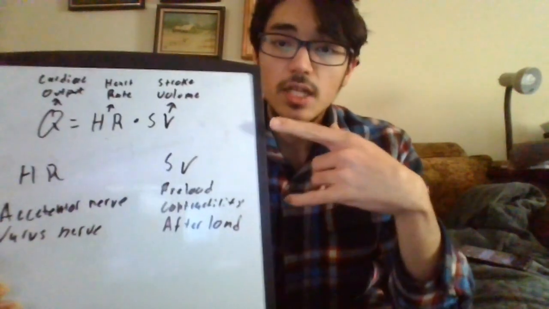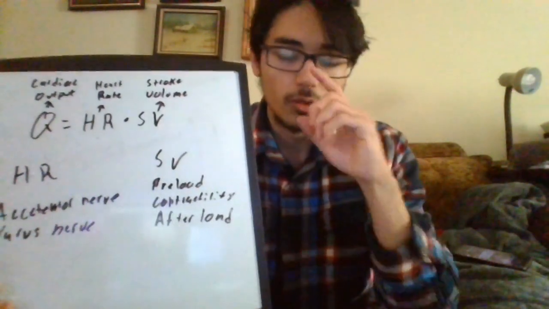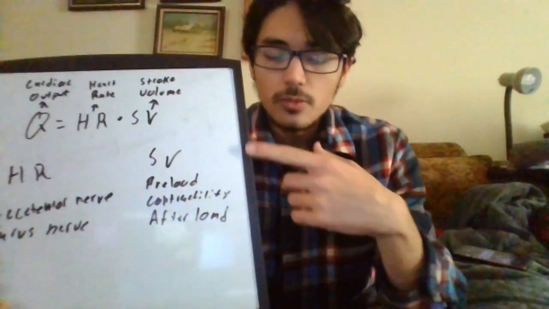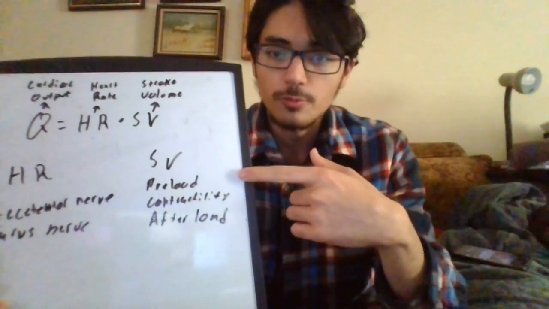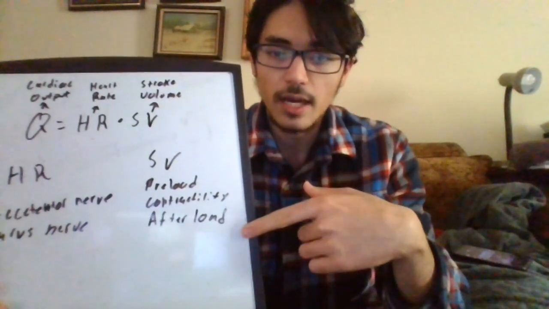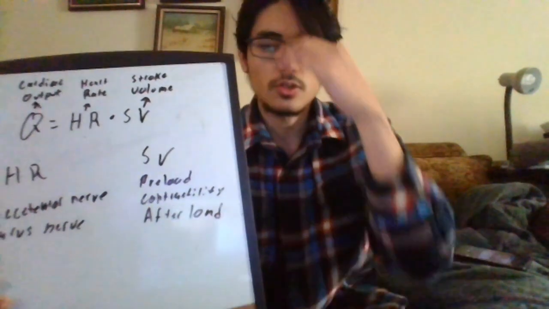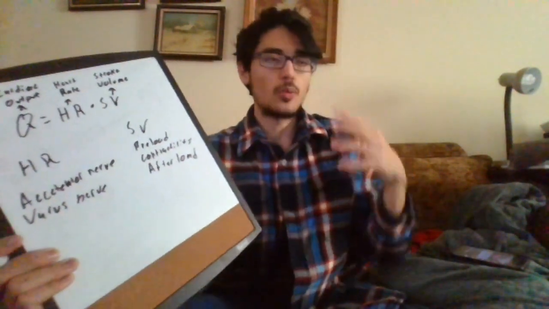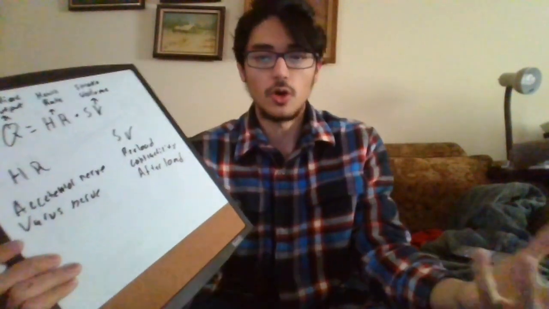So the other part of the equation would be stroke volume. We have three things that go into that: preload, contractility, and afterload. Preload is how much blood we can get back to the heart. If you get more blood to the heart, we can pump more blood. Venous return is the big thing that's involved with that. That's called the Frank-Starling mechanism. If we can fill the heart with more blood, we can pump more blood.